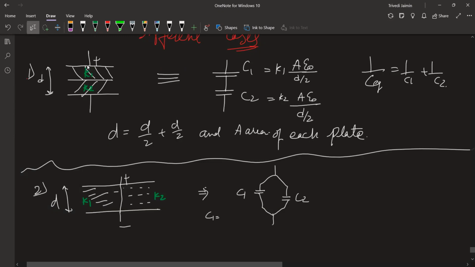and C1 equals K1 A by 2 epsilon naught divided by D. Here D is not being divided, here the area is being divided. So C2 equals K2 A by 2 epsilon naught D. C equivalent equals, they are in parallel, so C1 plus C2.